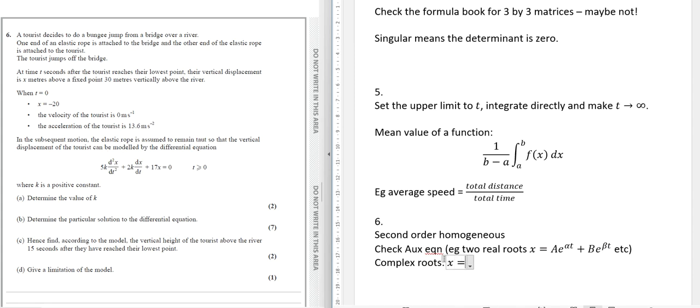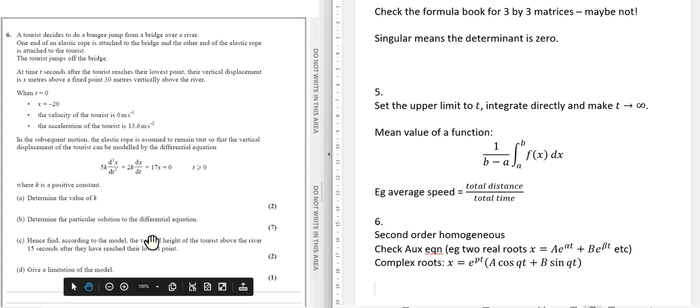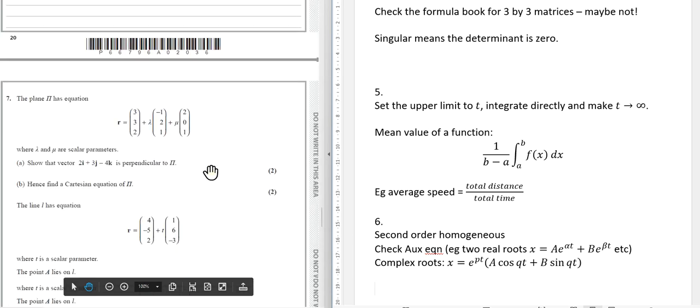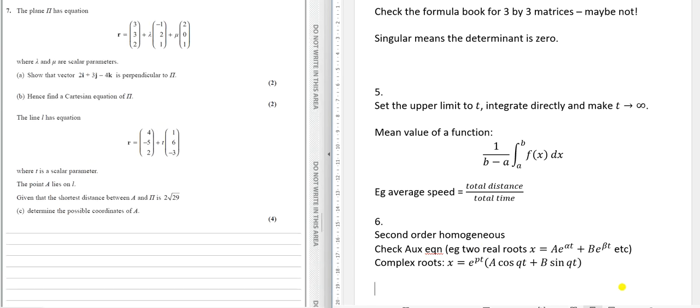And if you have complex roots, it's going to look something more like e to the pt times a cos qt plus b sine qt. The imaginary bits, remember, can end up rearranging themselves into trigonometry. Particular solution will involve using the additional values they've given us in here, so that might be worth highlighting as you go through that. Let's look at question 7.